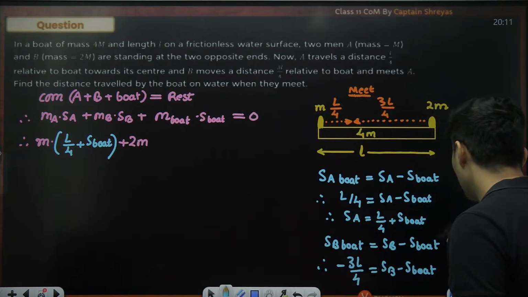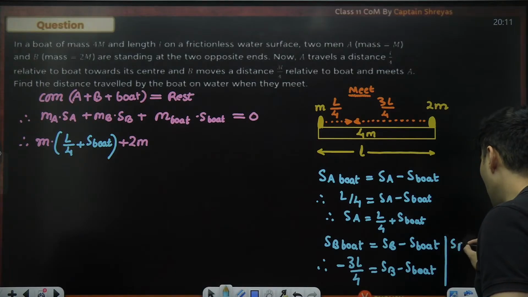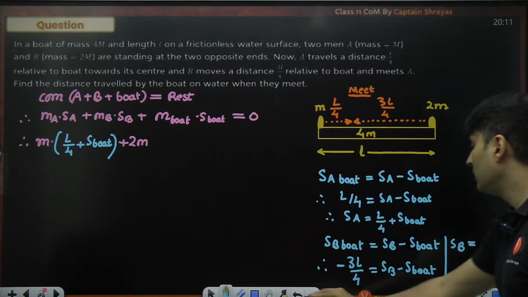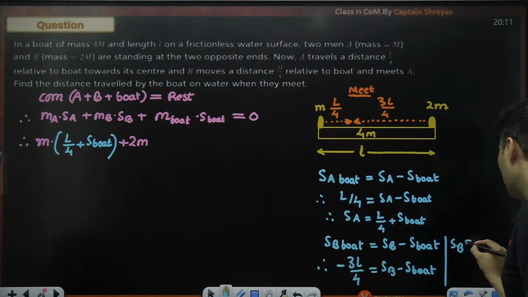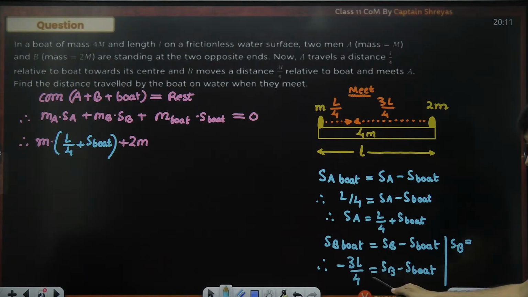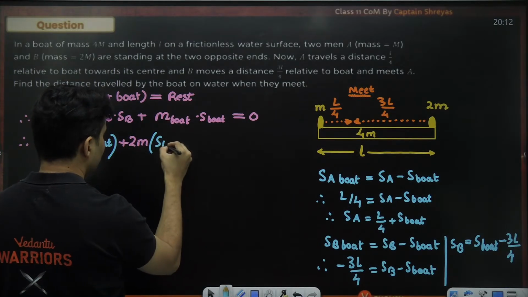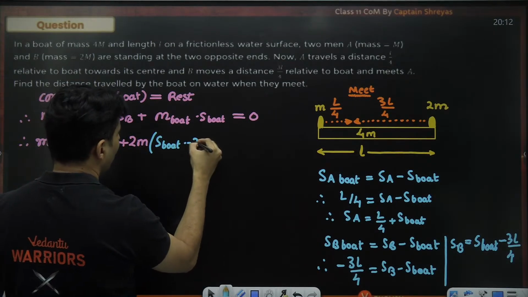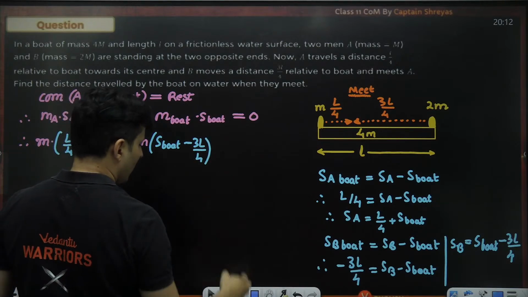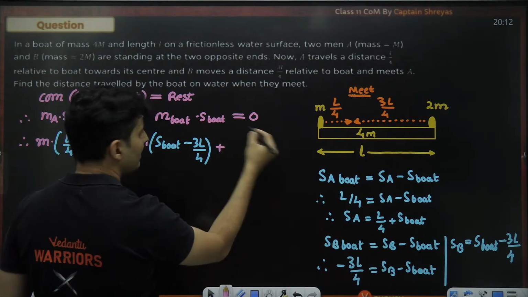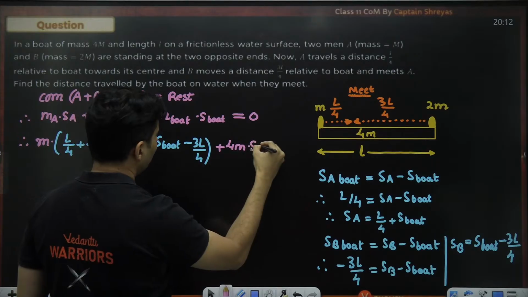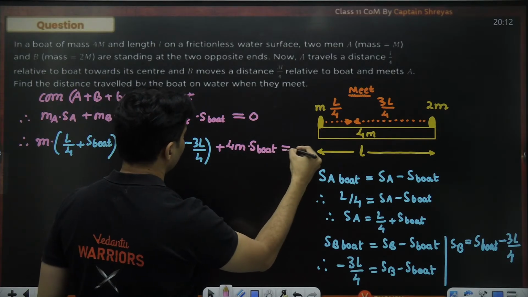So if you notice clearly, the displacement of B with respect to the boat will be, my bad, SB minus S boat, which is minus 3L by 4. So I'm just going to use that over here. It will be displacement of the boat minus 3L by 4. The last term over here is the mass of the boat, which is 4m. Displacement of the boat, I do not know. This is equal to 0.